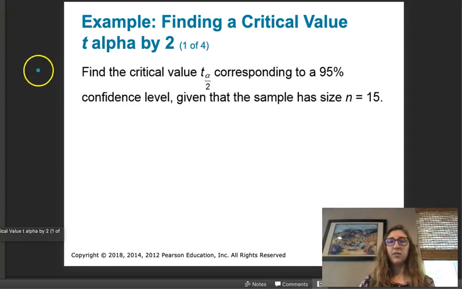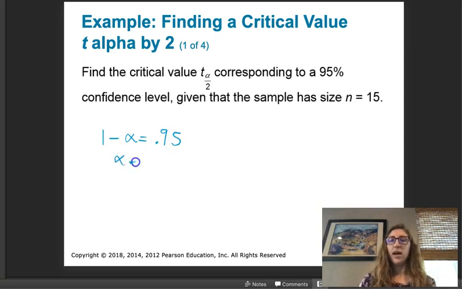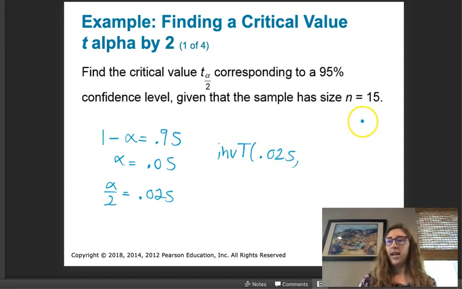All right, so if we are doing that, we know that 1 minus alpha is equal to 0.95. So alpha is equal to 0.05, so alpha over 2 is equal to 0.025. Now in our inv-t here, I would be plugging in 0.025. And since our sample size is 15, our degrees of freedom is 14. So we'd have 14 here.